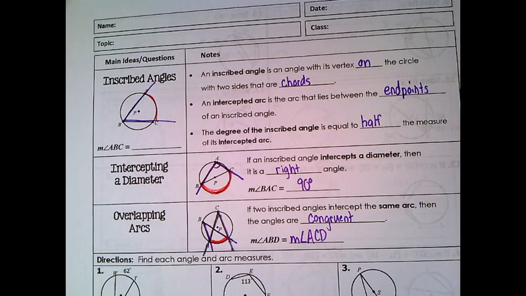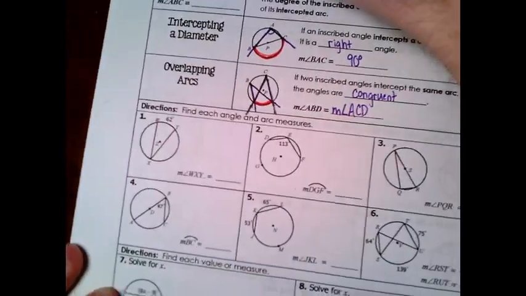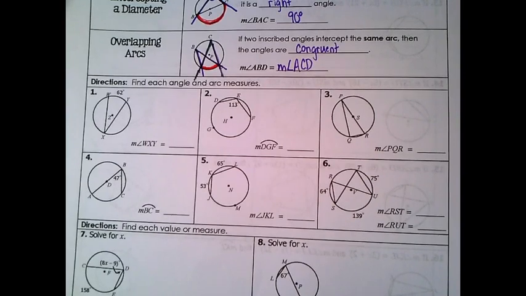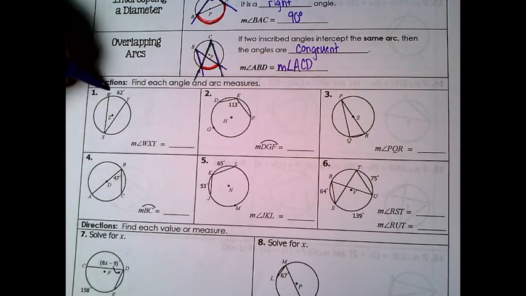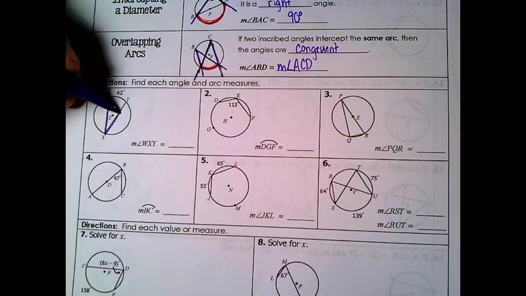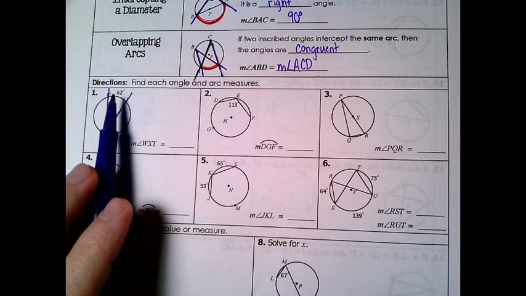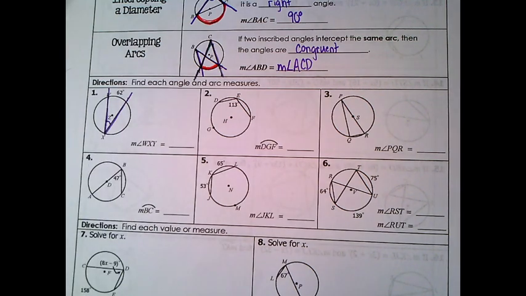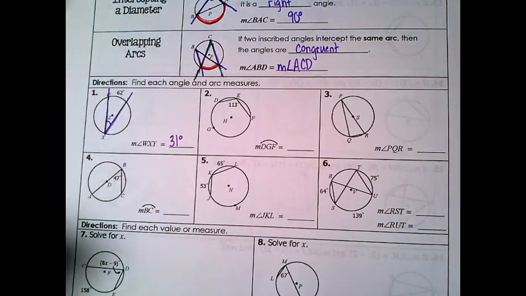Okay, so let's get ready to start doing these questions. Again, these notes are better for reference once we get going. So here we go. This is how I do it. They want to find WXY, so they want this angle right here. And they give me the big arc, and I want the little arc. So if I'm going from big to small, I just take half. So half of 62 is 31 degrees.